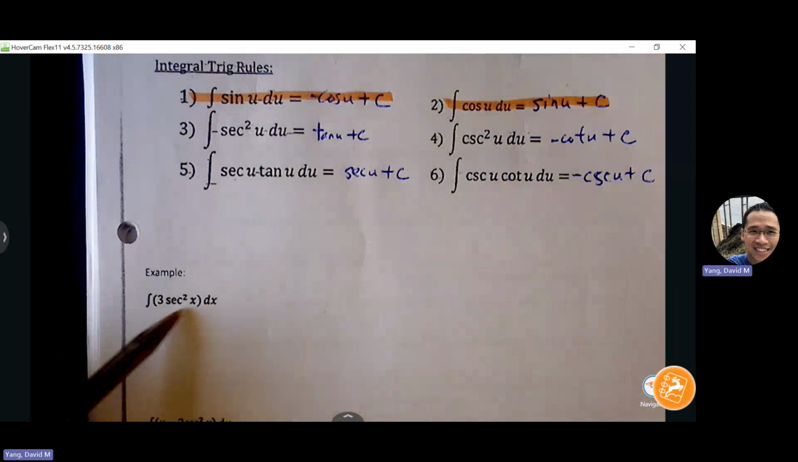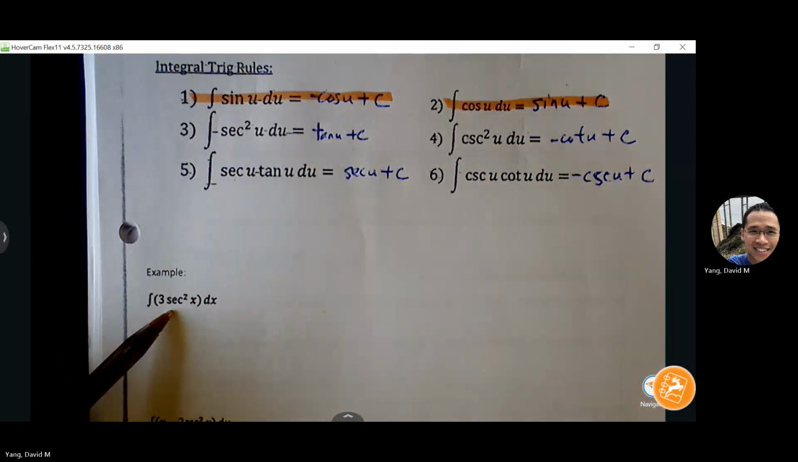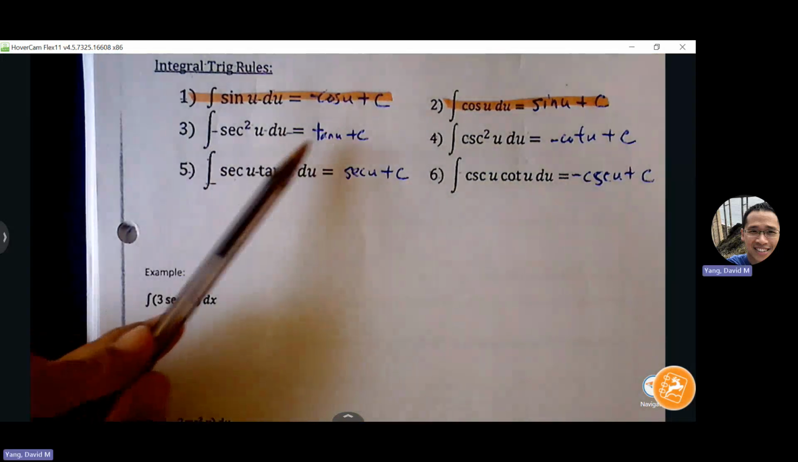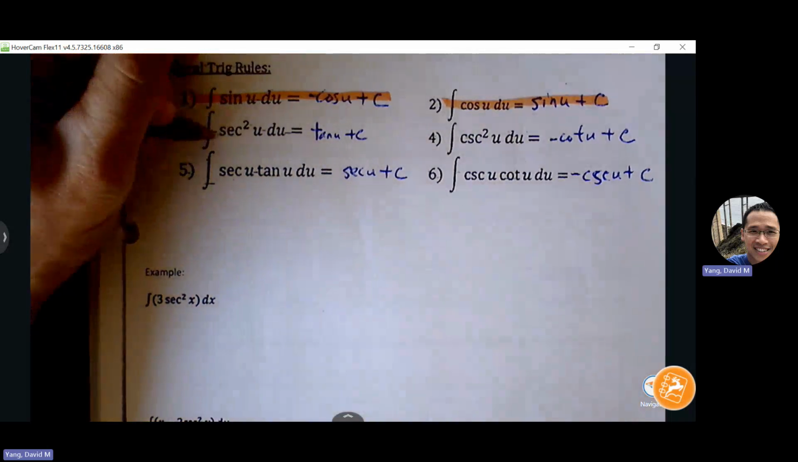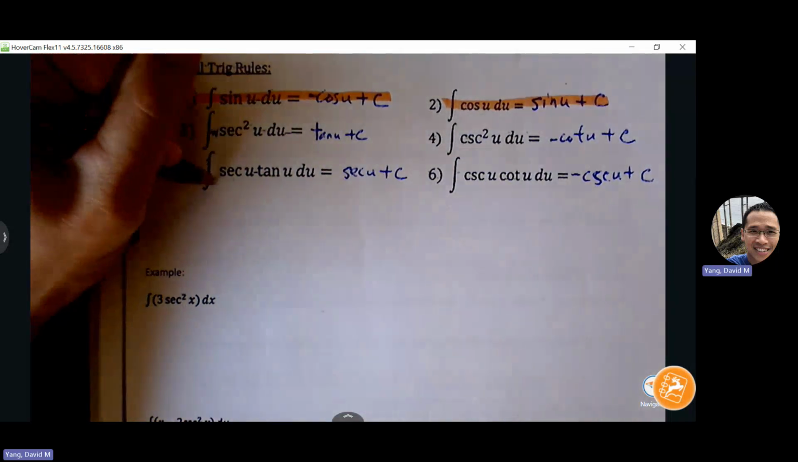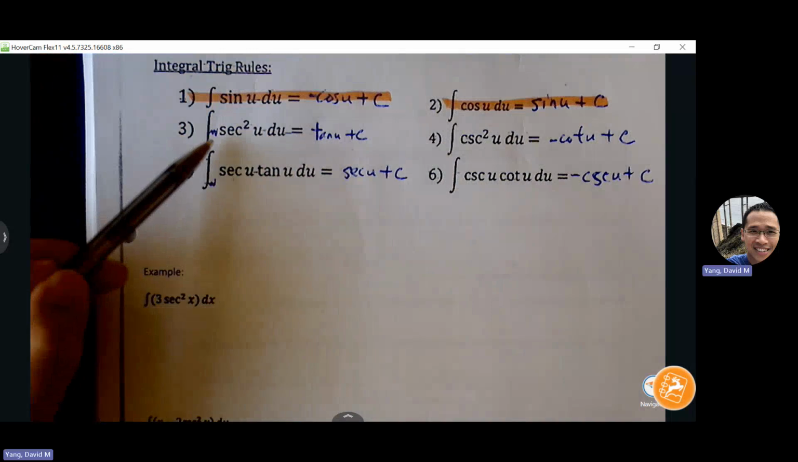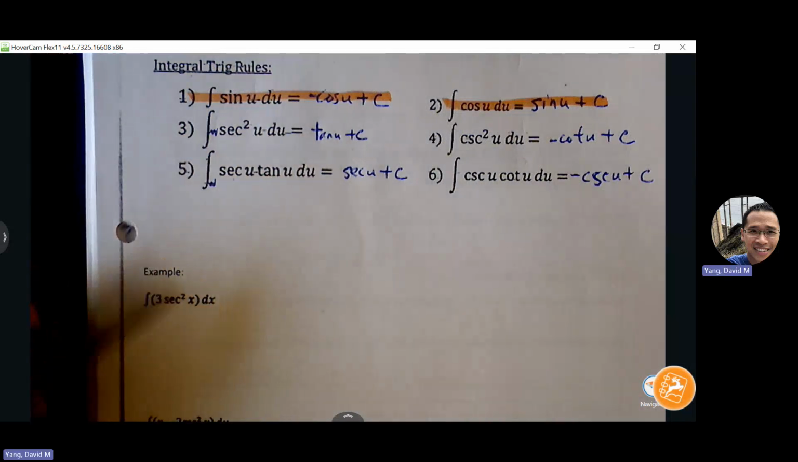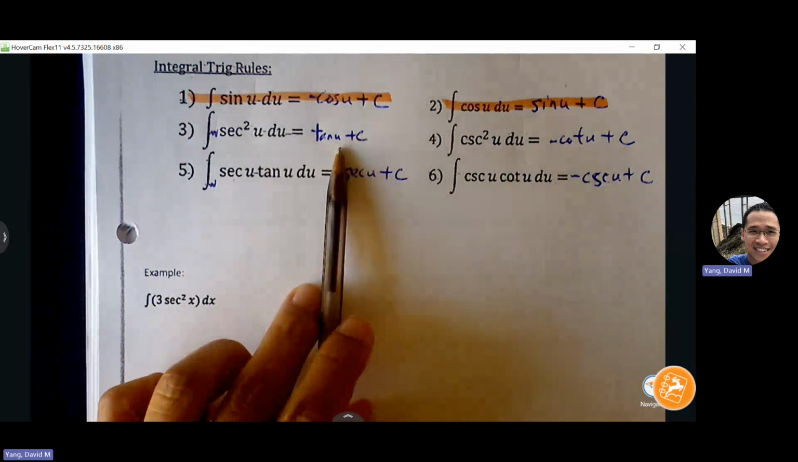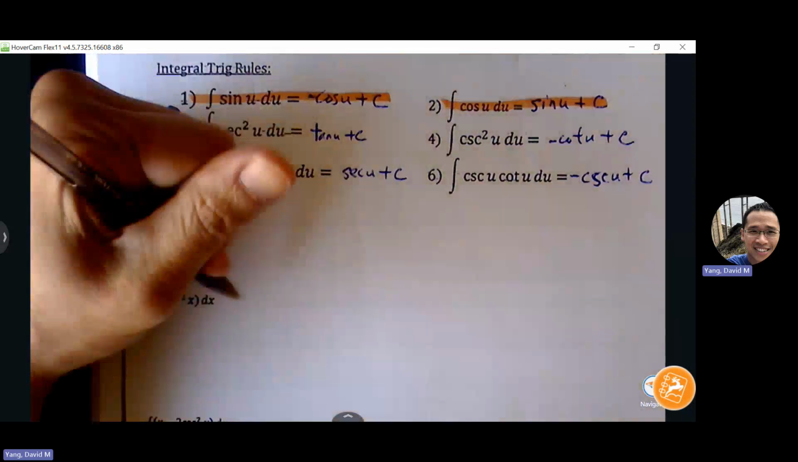What's the antiderivative of 3 secant squared x? That's right. Sorry about these straight marks there. Those are all positive there, though it looks like a negative. Yep, so the antiderivative of secant squared is just tangent, so the coefficient is going to hang out in front.